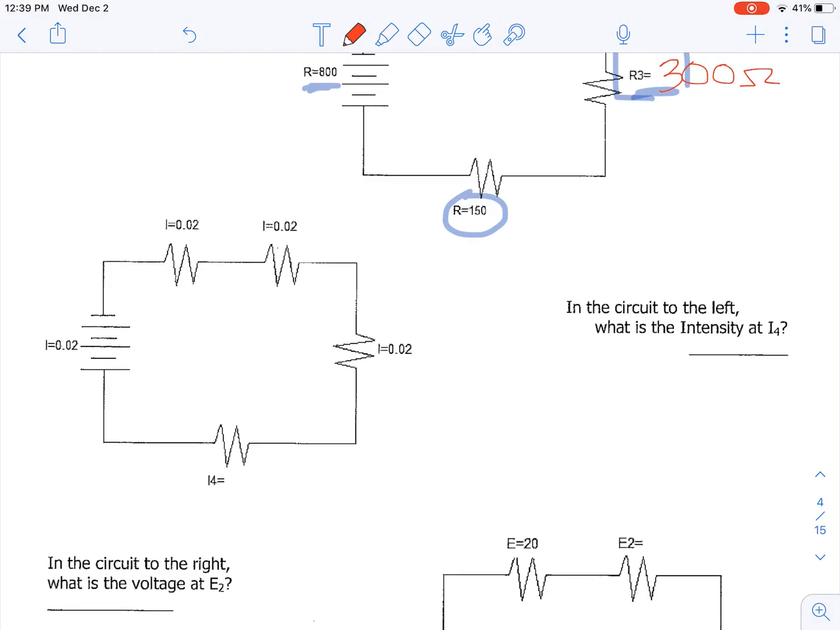Now our next example is looking at the intensity, or what's called the current. Current in a series circuit will stay the same in every branch. So if it's 0.02 in all of those other places, down here would be 0.02 also, and it is measured in amps.